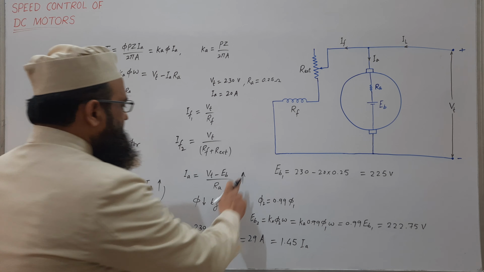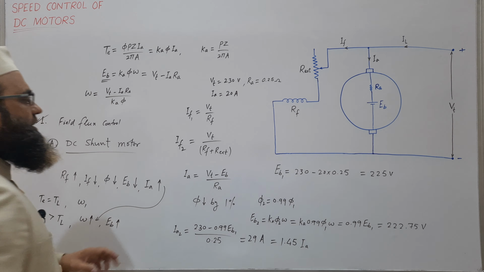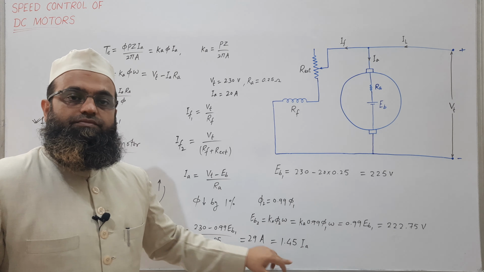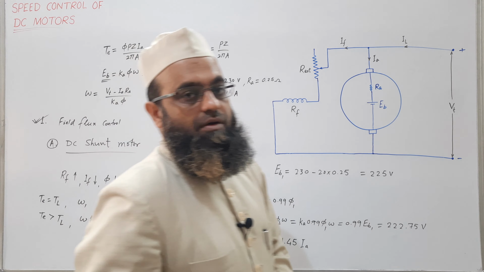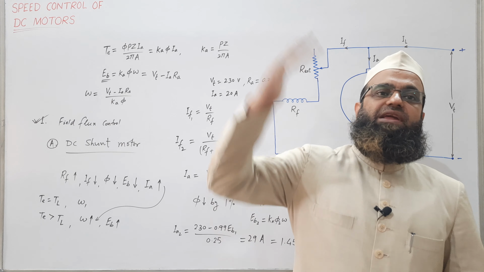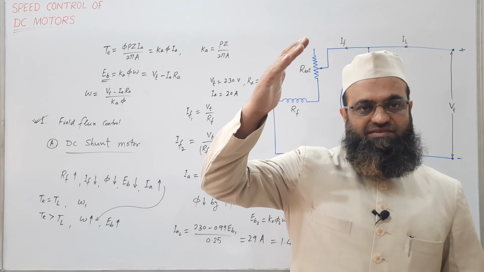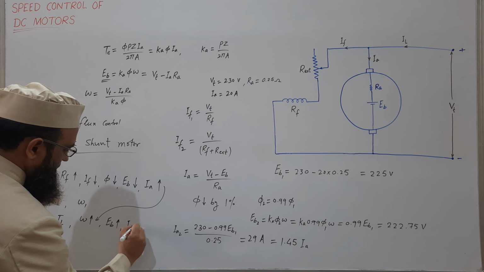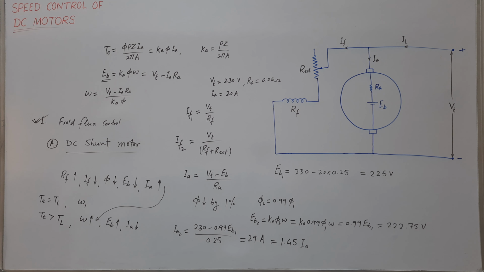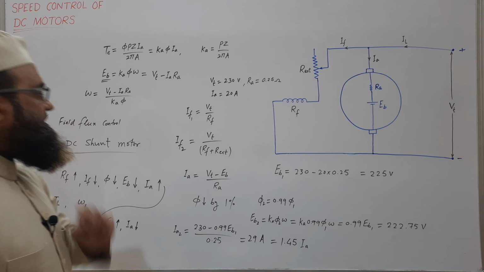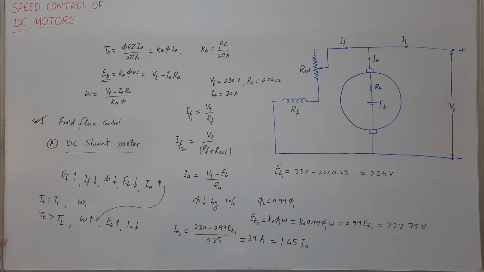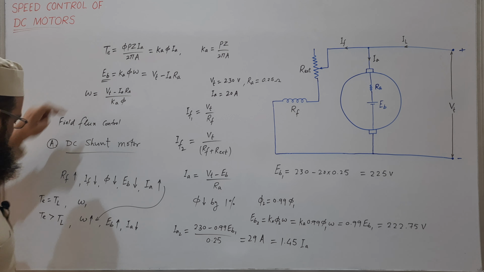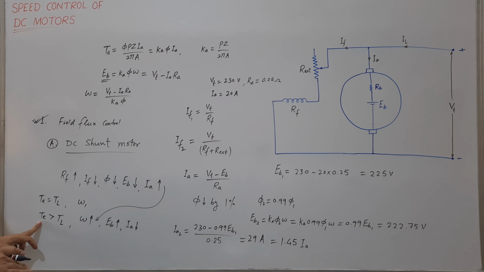When EB starts increasing, IA starts decreasing from this value. Whatever sudden increase in IA was there, that will start decreasing. So from that value, IA will start decreasing. When IA starts decreasing, TE will start decreasing from this initially increased value.